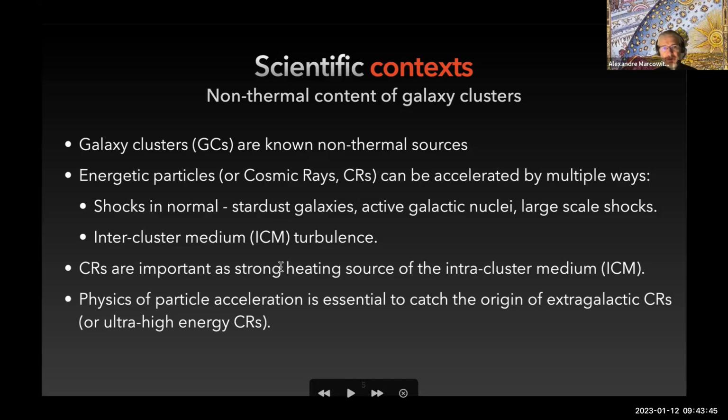Especially at the center. There are some simulations which show that. And I will mention at the end the capabilities of clusters to accelerate the ultra high energy cosmic rays, that means particles with energy between 10^18 and 10^20 electron volts.